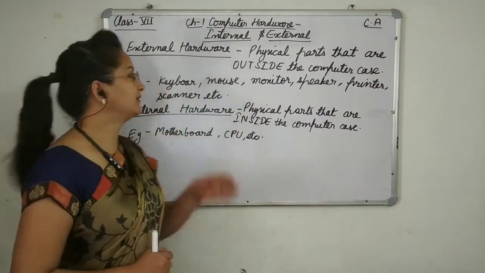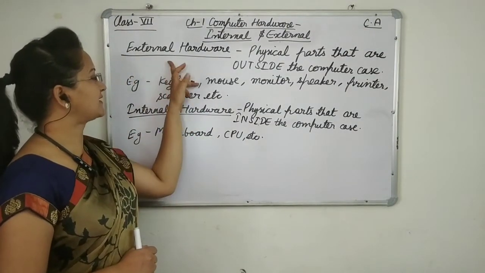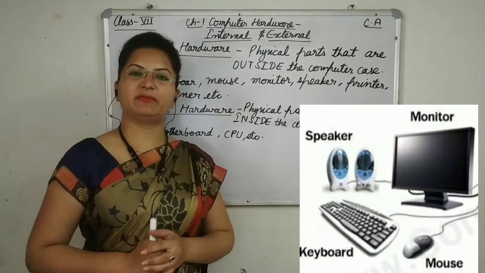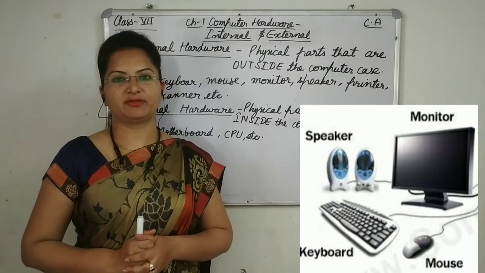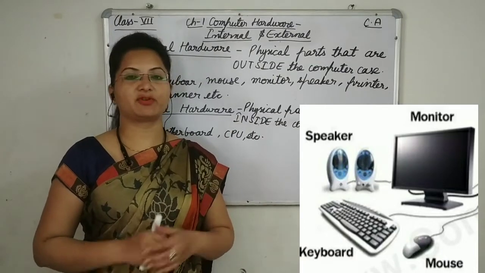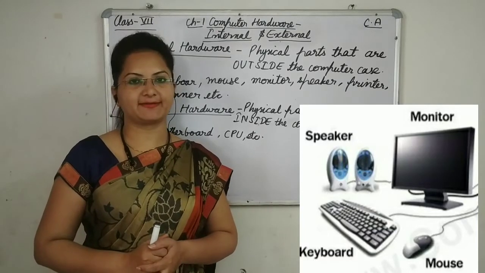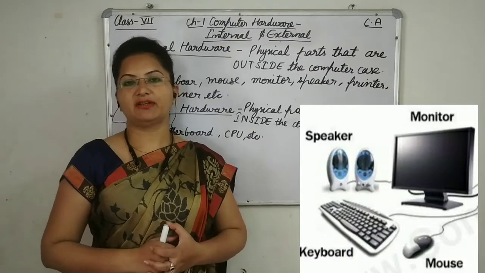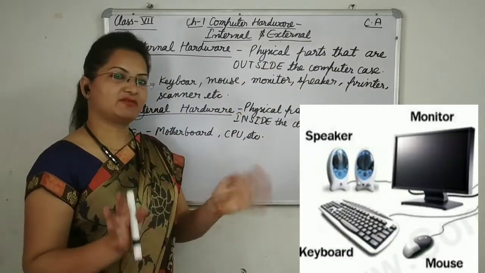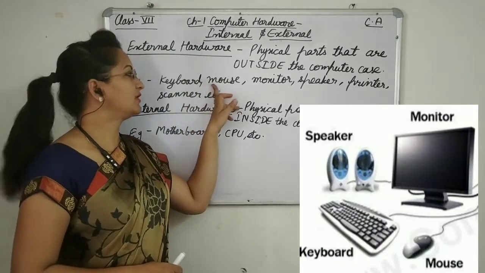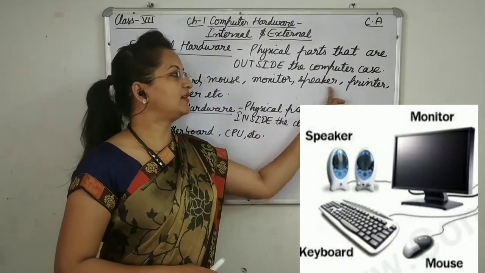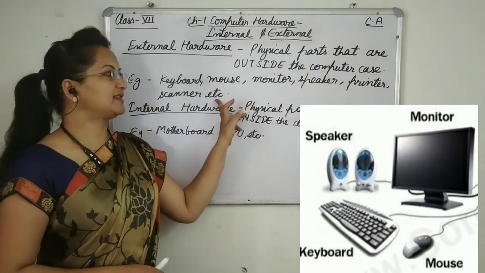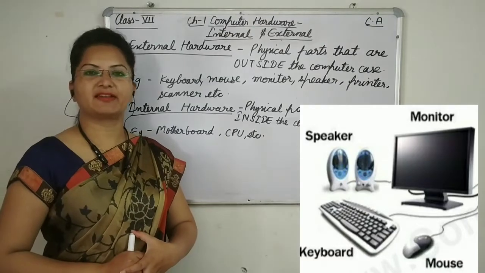Now students, as we know, hardwares are of two types, external or internal. So first of all, external hardware. External hardware means the physical parts of the computer. Okay, the parts which are connected to the computer and they are outside the computer case. Outside the computer case, or we can also say outside the CPU cabinet. Okay, so there are some devices which we can see. So it is keyboard, mouse, monitor, speaker, printer, scanner. You have already seen all these devices. These devices are outside the computer and that is why they are known as external.